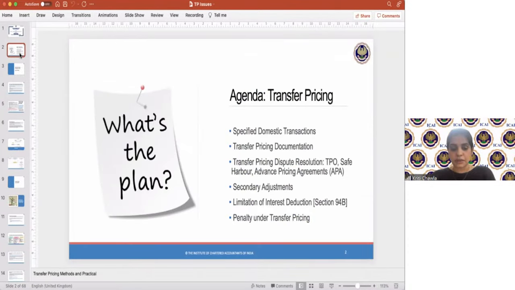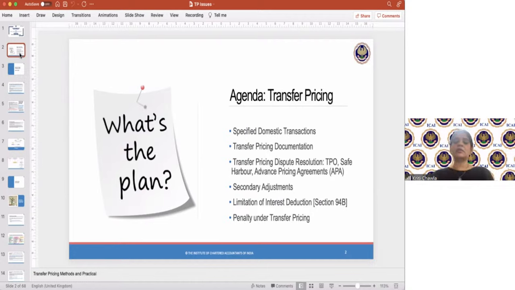These are the topics that I have for today. We will be discussing something called a specified domestic transaction. If you remember the first lecture, we discussed SDTs in a very, very small statement and in a very concise manner. Today we will be discussing specified domestic transactions in a lot of detail. I'm going to talk about what exactly are specified domestic transactions. If you remember, this is where we talk about domestic transfer pricing in India. It's not there in many nations, but it's there in India, and hence we'll be discussing specified domestic transactions.